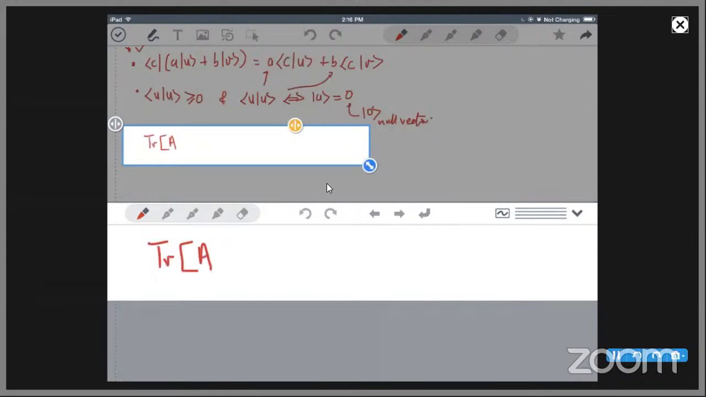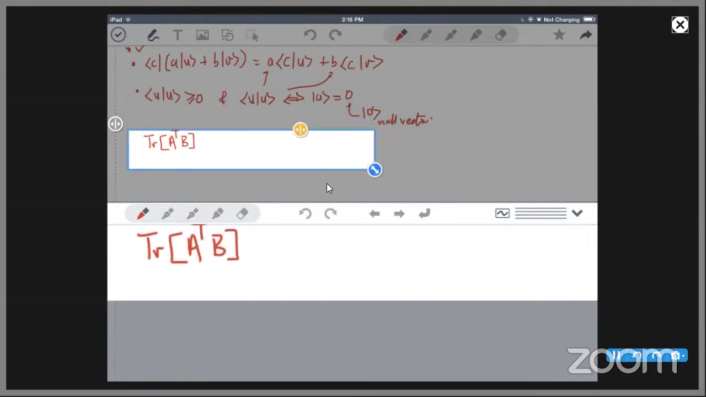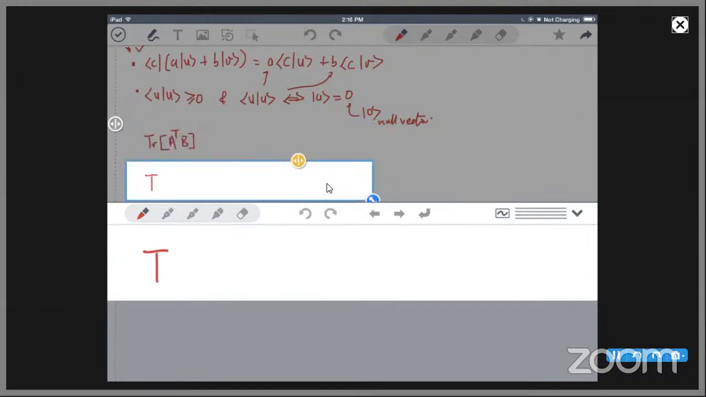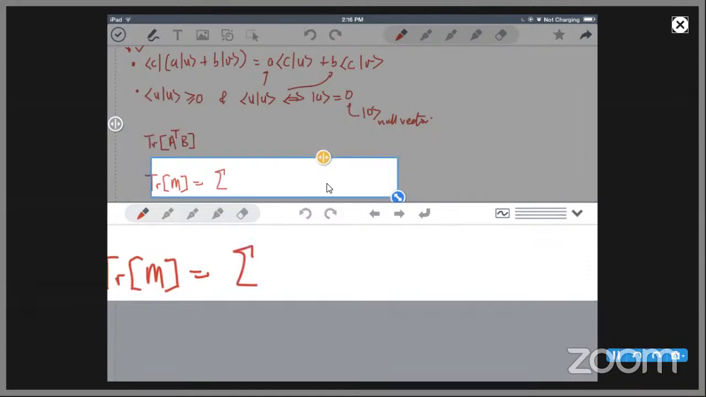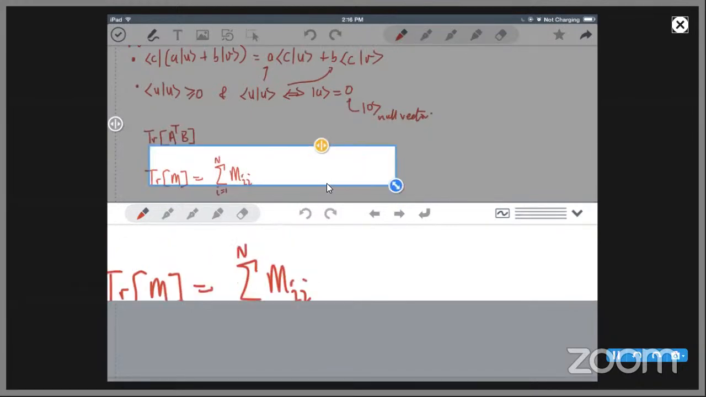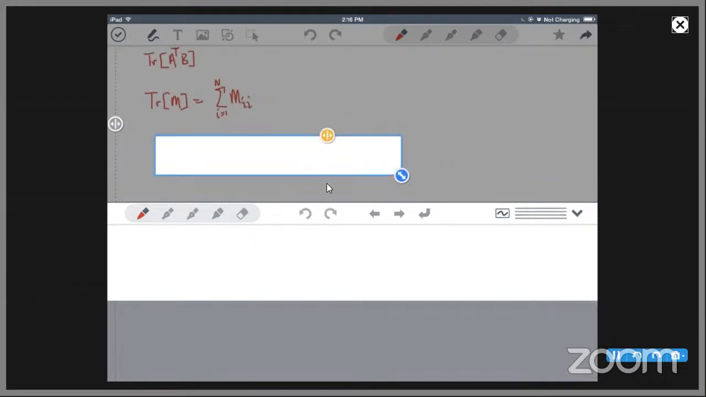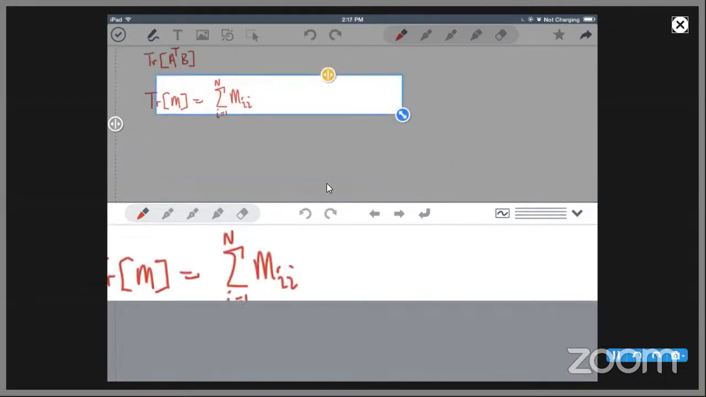Trace of A transpose B. How do you find the trace of the matrix M? So you just take the sum of the diagonal elements. Okay. So these are n by n matrices. So you just take the sum of the diagonal elements, and that gives you the trace. Is this clear?